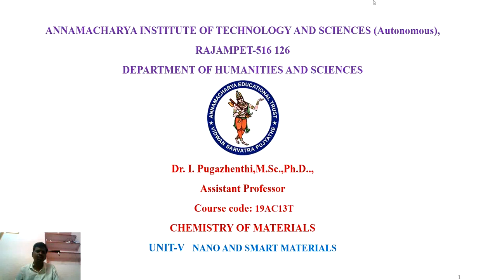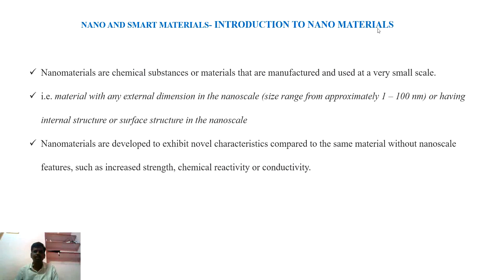In this session, we have to discuss the definition and preparation methods of nanomaterials. So, nanomaterials. What is meant by nanomaterials? These are chemical substances that are manufactured in nanoscale. That means 10 power minus 9 scale. That means these materials have their dimensions in the range of 1 to 100 nanometers. Both internal and external structures may have this scale, that is the nanomaterials.